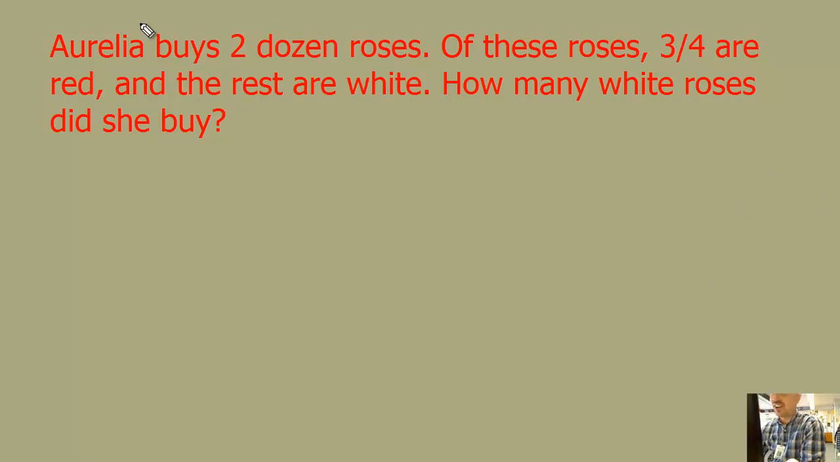Just got myself distracted. So here's your problem. It says Aurelia buys 2 dozen roses. Of these roses, 3/4 are red, and the rest are white. How many white roses did she buy? Excellent. Well, so what do we know in this problem?